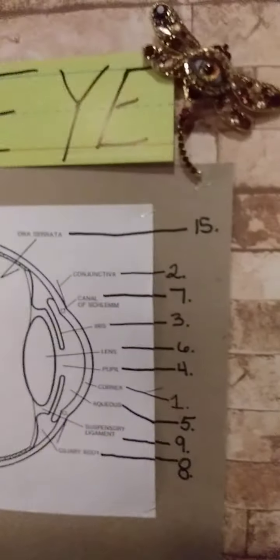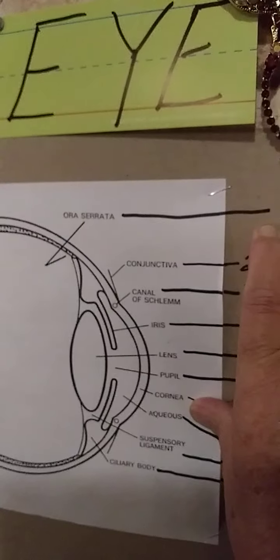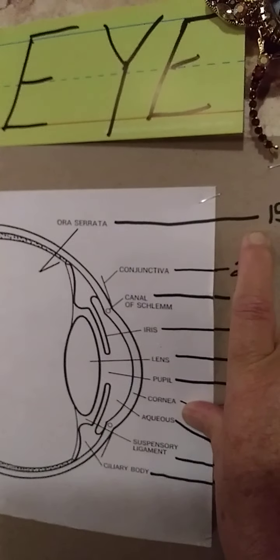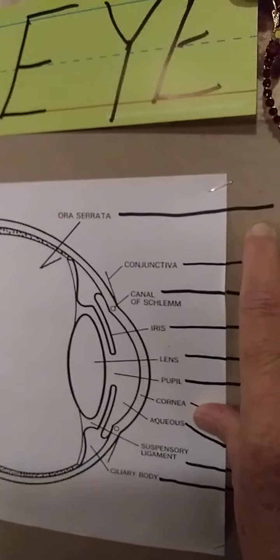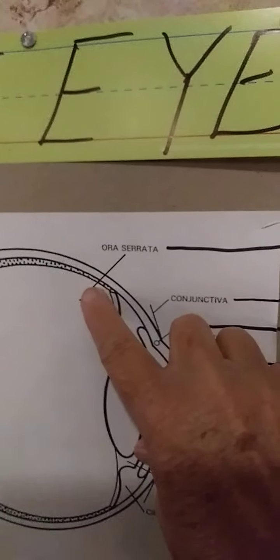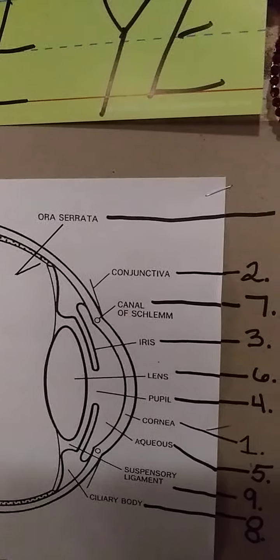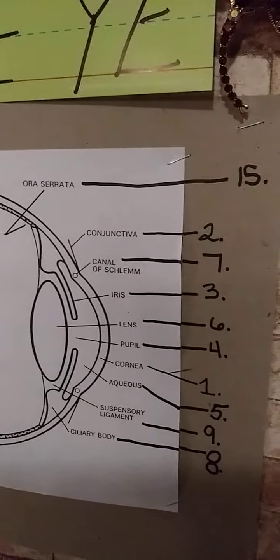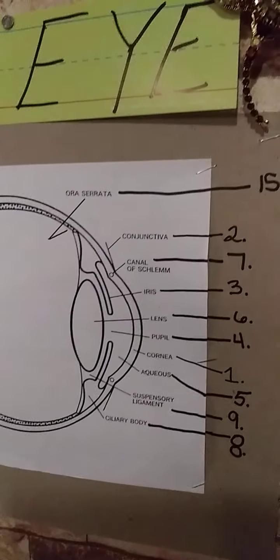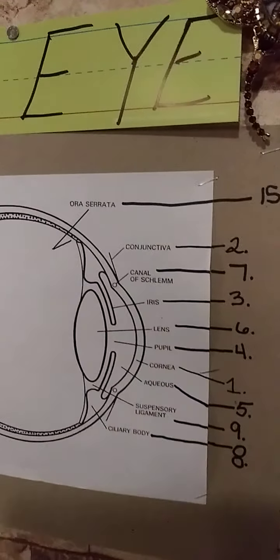And then over here, back on my right side, we have the ora serrata, which is the area of the inner eye where the retina ends and the choroid layer of the eye can be seen. It's number 15. And it's also very, very tiny. And then we have the choroid, a layer between the retina and the sclera. It's primary blood vessels which provide nourishment to the retina.